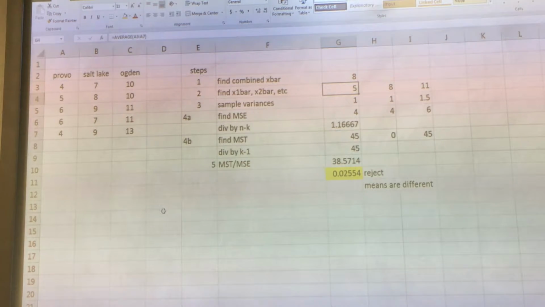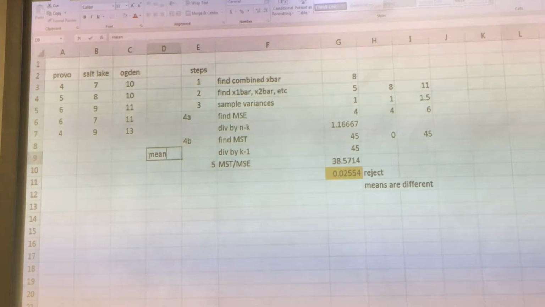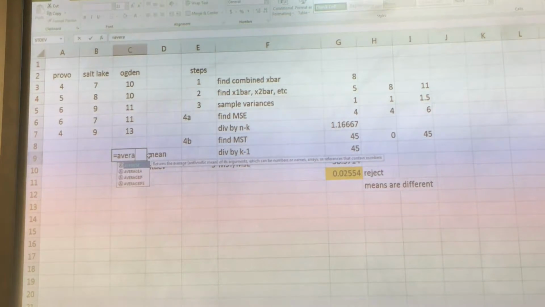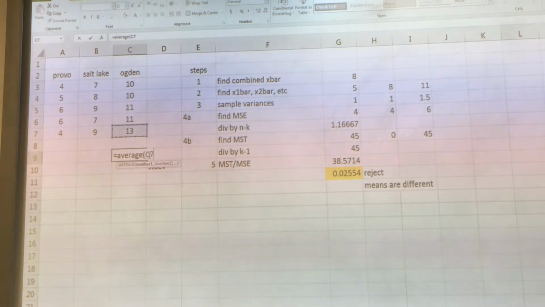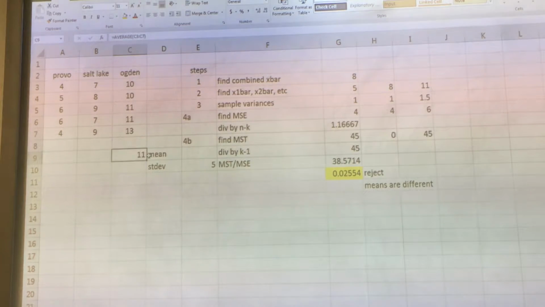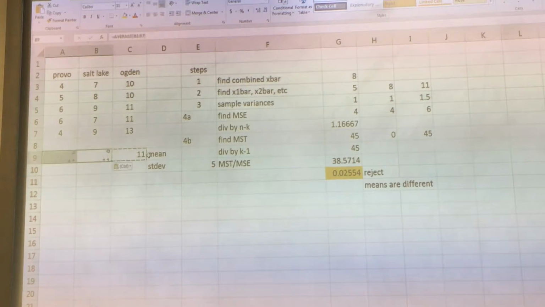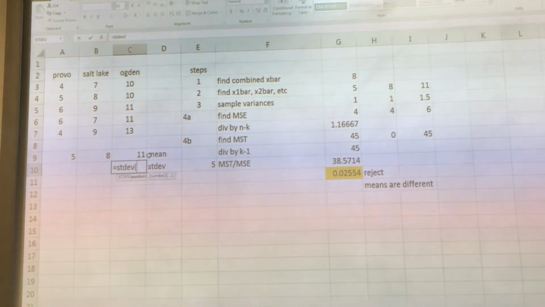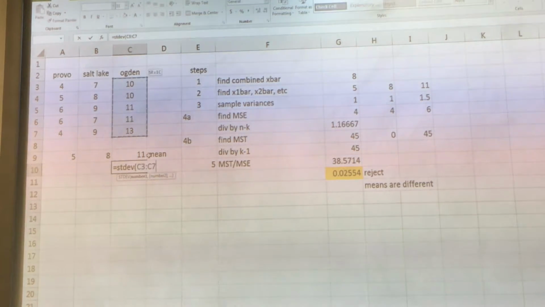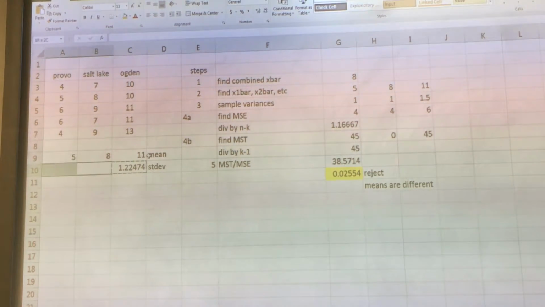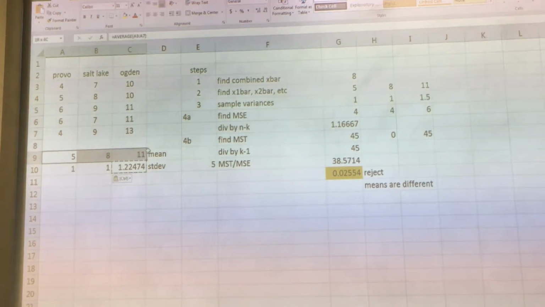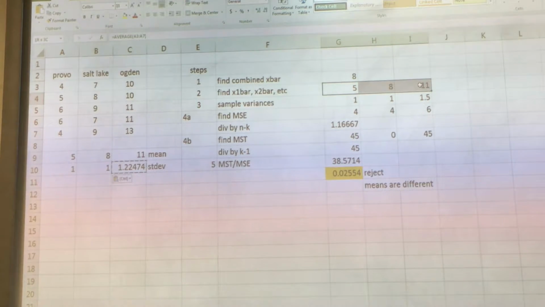Then I need to find, so one of the things you may want to do here is find the means and the standard deviations of all these. That's simply the mean of this. Copy that over. And the standard deviation of this, and we'll copy that over. So the means are 5, 8, and 11. I mentioned that on the other page.